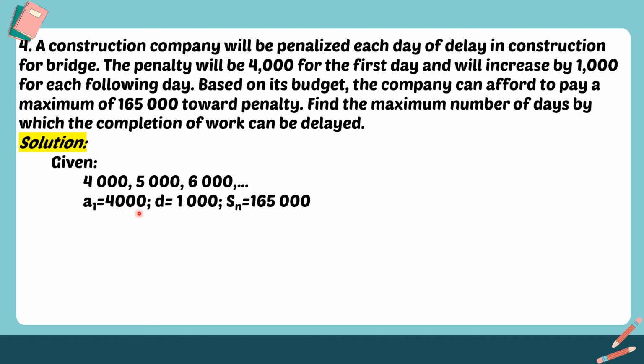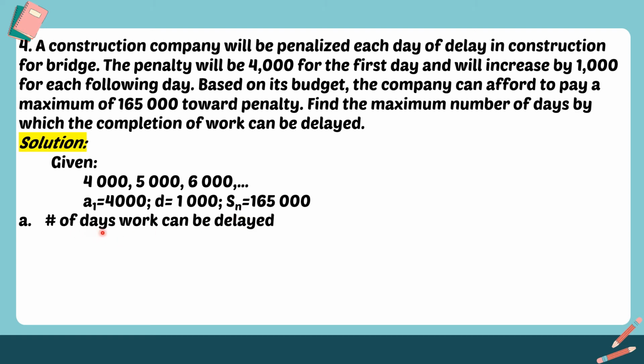Ang A sub 1 natin is 4,000, then common difference ay 1,000, and then yung S sub N natin is 165,000 dahil ito yung kanilang maximum total penalty na pwede nilang i-afford. So, using the formula for S sub N, kasi nga wala tayong A sub N dito, kailangan kasi natin alamin kung ano yung value ng N. Yung N ang ating nawawala.